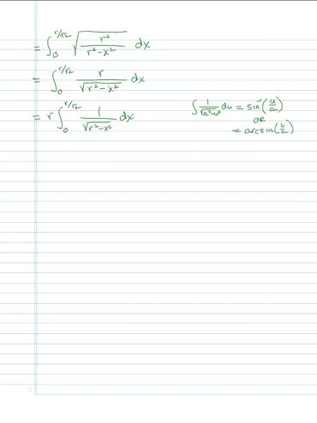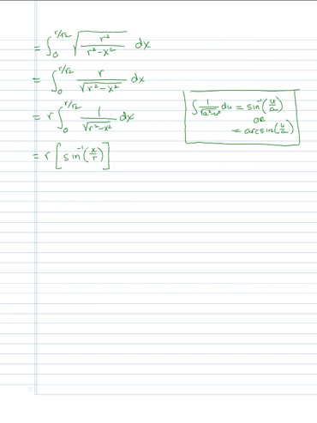So you remember that. Remembering that then allows us to complete this integral. We have our factor of r on the outside. The integral of 1 over the square root of r squared minus x squared happens to be the inverse sine of x over r.